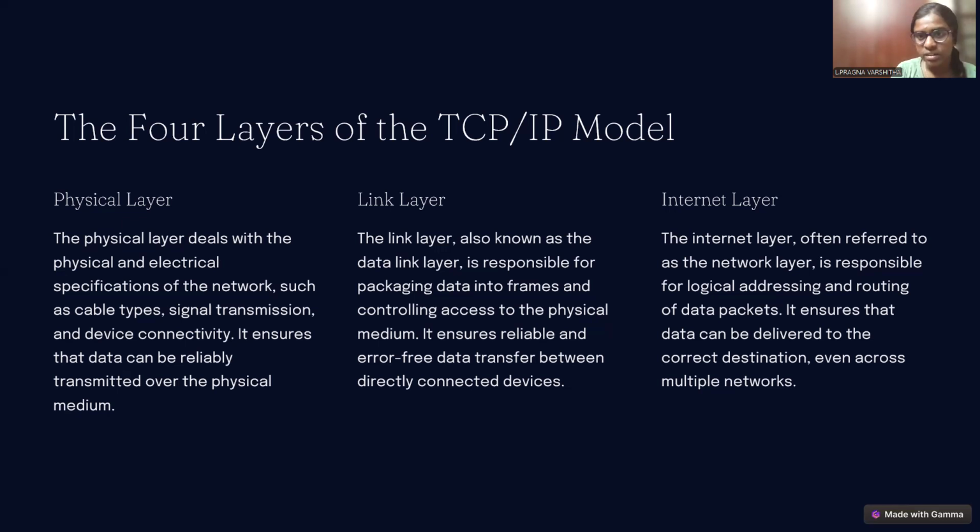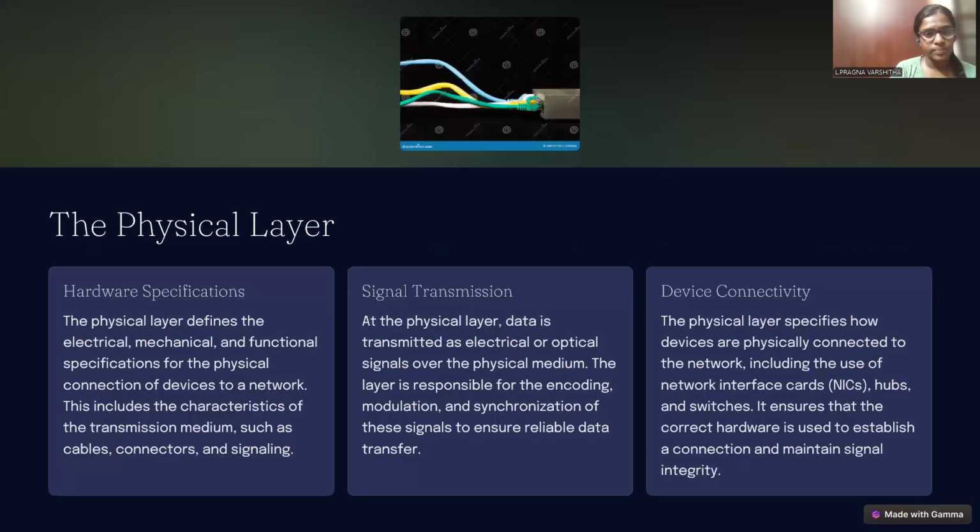Third one is the internet layer. The internet layer, often referred to as the network layer, is responsible for logical addressing and routing of data packets. It ensures that data can be delivered to the correct destinations even across multiple networks.